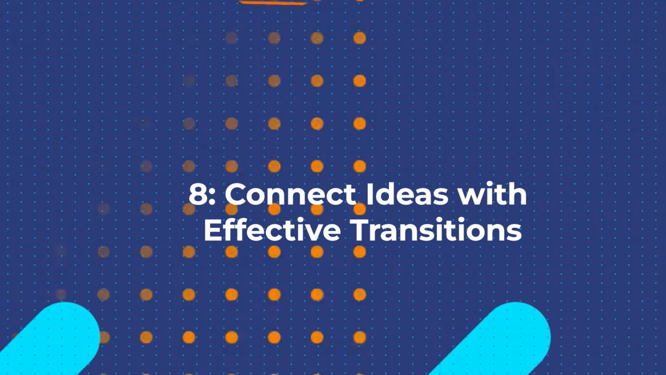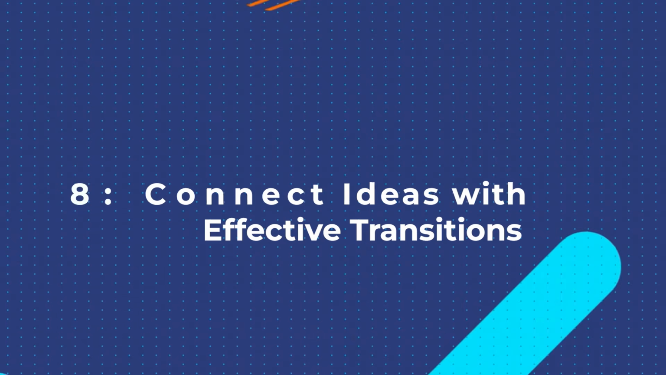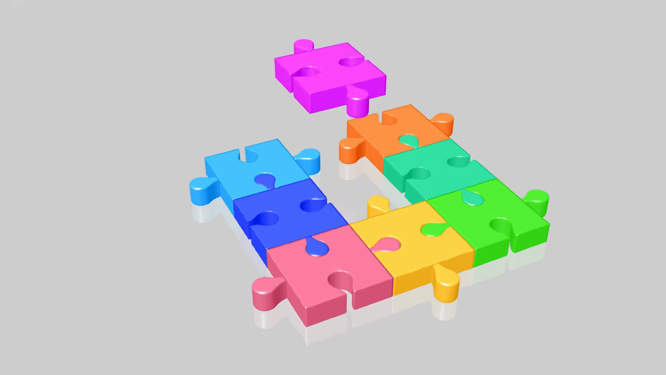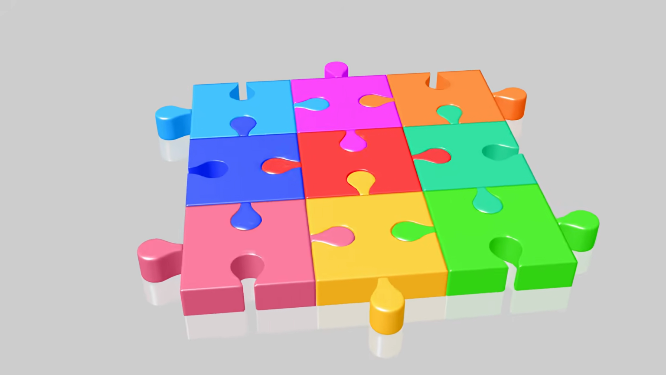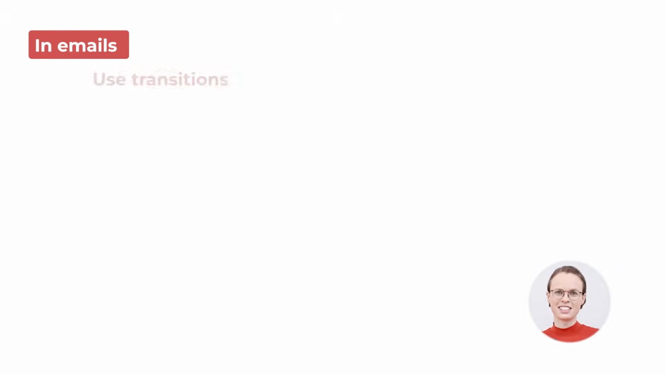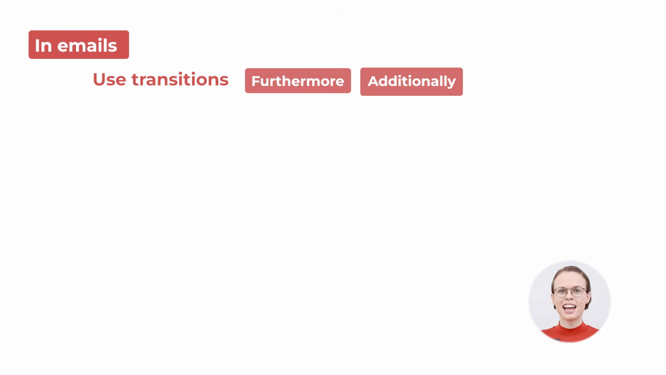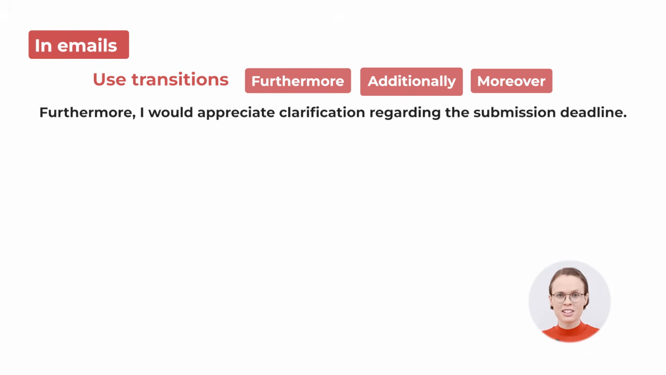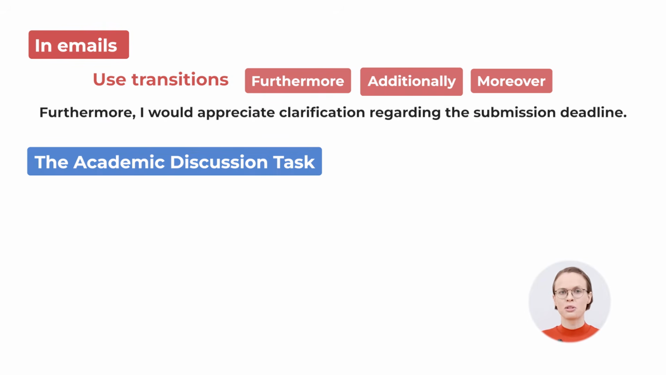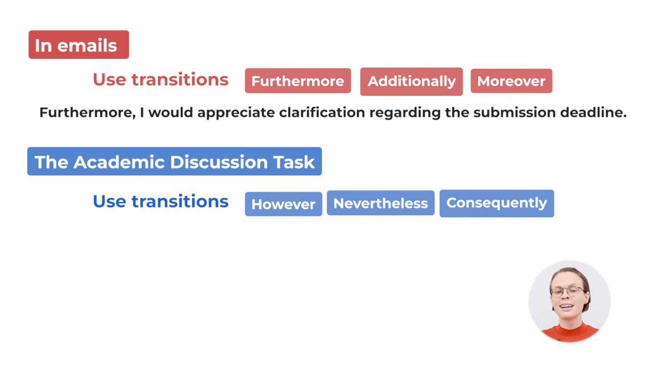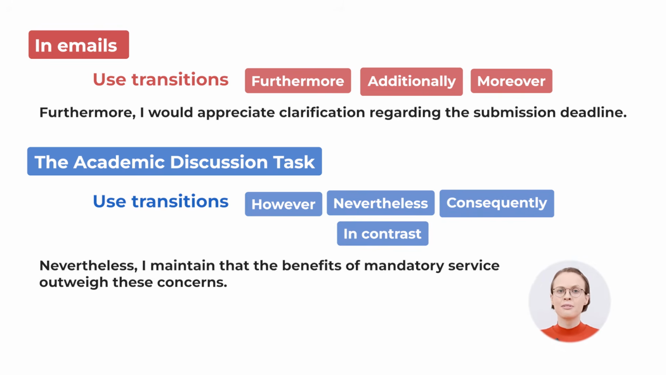Tip number 8 is a score booster. Connect ideas with effective transitions to create smooth, logical flow. This demonstrates your ability to connect sentences well and makes your writing easier to follow. In emails, use transitions like "furthermore," "additionally," and "moreover" to connect different points. For example, "Furthermore, I would appreciate clarification regarding the submission deadline." For the academic discussion task, use transitions like these: "However," "nevertheless," "consequently," and "in contrast." For instance, "Nevertheless, I maintain that the benefits of mandatory service outweigh these concerns."